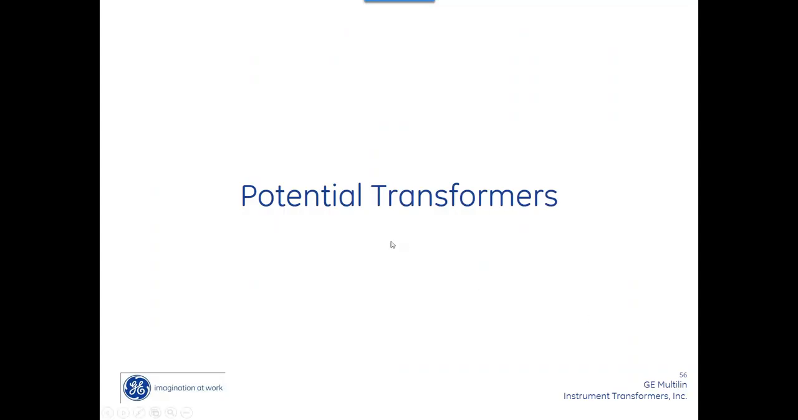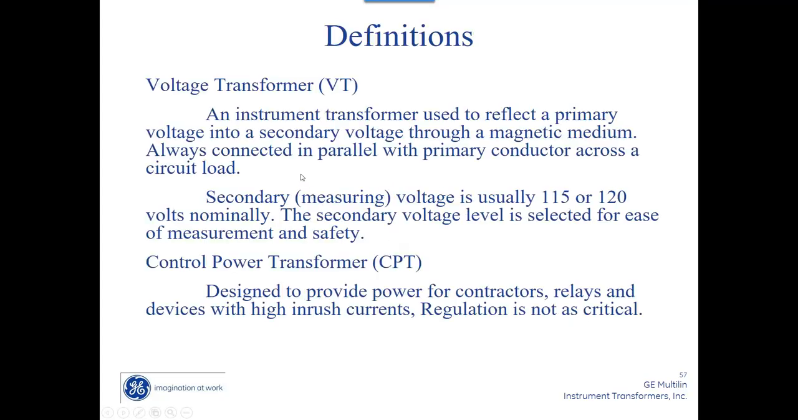Okay, let's go into potential transformers. So potential transformers, a voltage transformer just changes the voltage from the primary to the secondary. Secondary on PTs are usually 115 or 120 volts. A lot of times people confuse what a voltage transformer is with a control power transformer, a CPT.